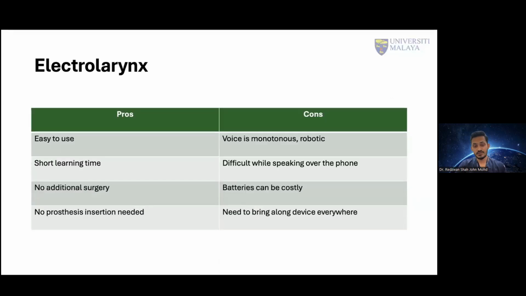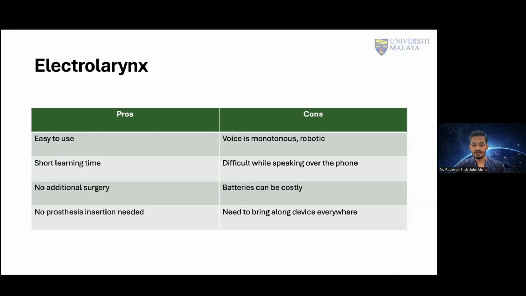The upside of using an electrolarynx is that it is very easy to use. It has a short learning time and an easy learning curve. There's no additional surgery required, and no prosthesis insertion needed. The downside is that the voice produced is rather monotonous and robotic. There might be some difficulty while speaking over the phone.